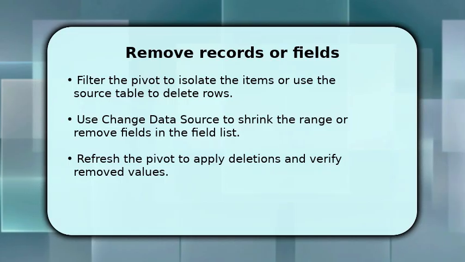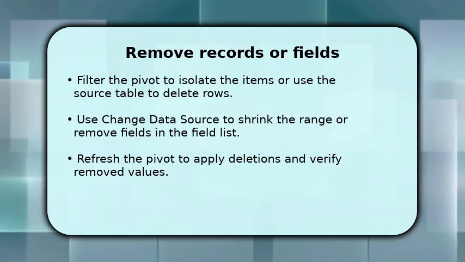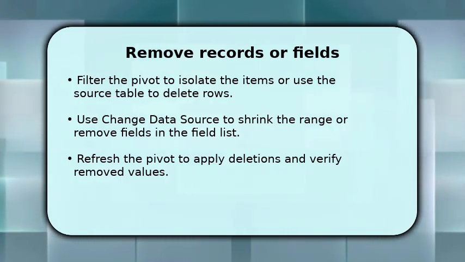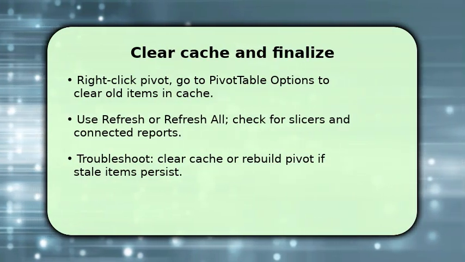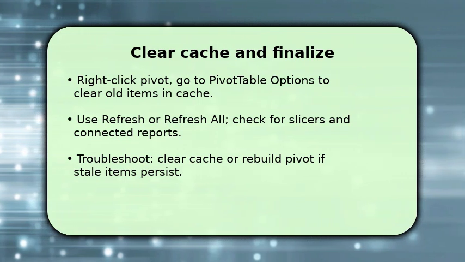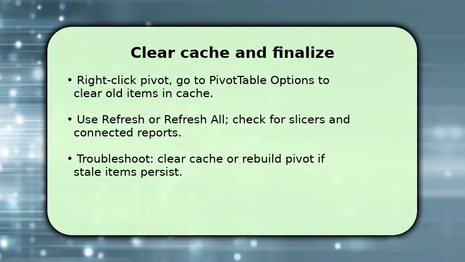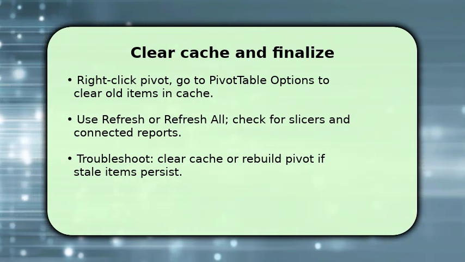If the pivot still shows old items, clear the cache or use Refresh All to finish by clearing the pivot cache and finalizing the layout. You do this by right-clicking the pivot, choosing Pivot Table Options, and setting number of items to retain to none for each field, then hit Refresh.